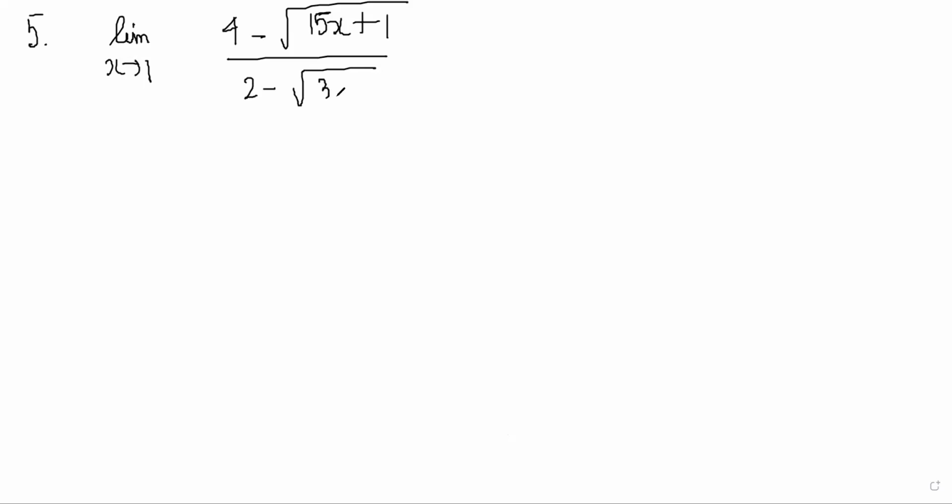Then let's do limit of x tends to 1, 4 minus root 15x plus 1 by 2 minus root 3x plus 1. Don't use L'Hopital. L'Hopital is obvious, we can do it. Without that, you should try to find it.